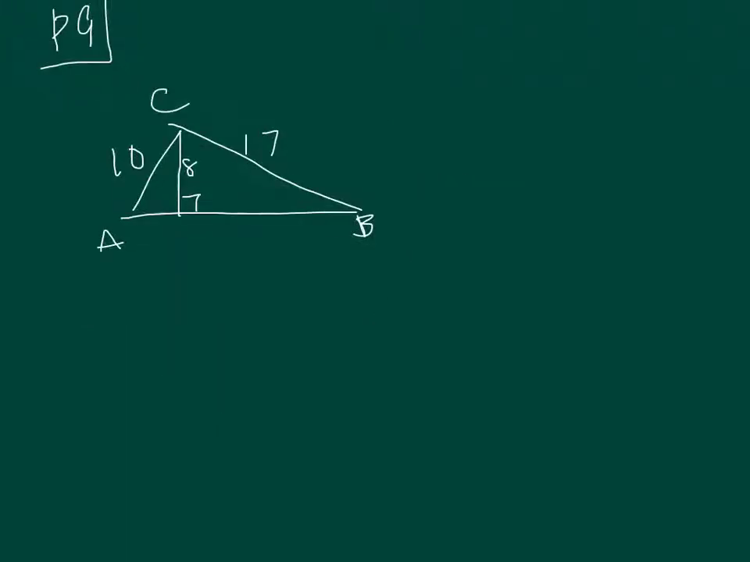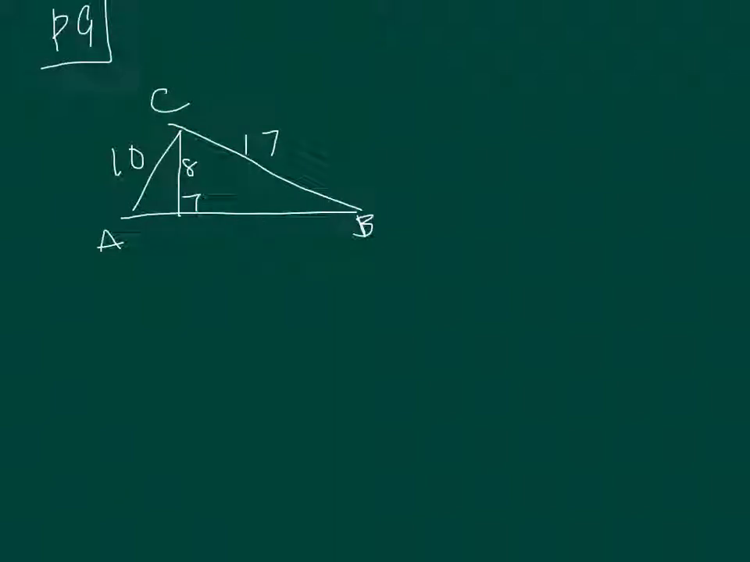Problem number 9, find the area of triangle ABC. If we could find out the length AB, then that's going to be the base, and we can use the height 8. All we have to do is the length of AB times 8 divided by 2, and that's going to be the area of this triangle. However, we don't know the base.